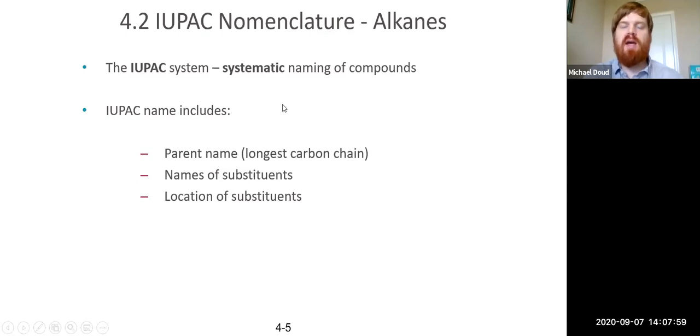Now, you learned the IUPAC system for naming ionic compounds and diatomic compounds in your general chemistry class. IUPAC is the International Union of Pure and Applied Chemistry. That is our worldwide governing body. They're in charge of a lot of different things, including the periodic table, and they also come up with the naming schemes for both inorganic compounds and organic compounds. So this is what we're going to use to name these different compounds throughout the semester.